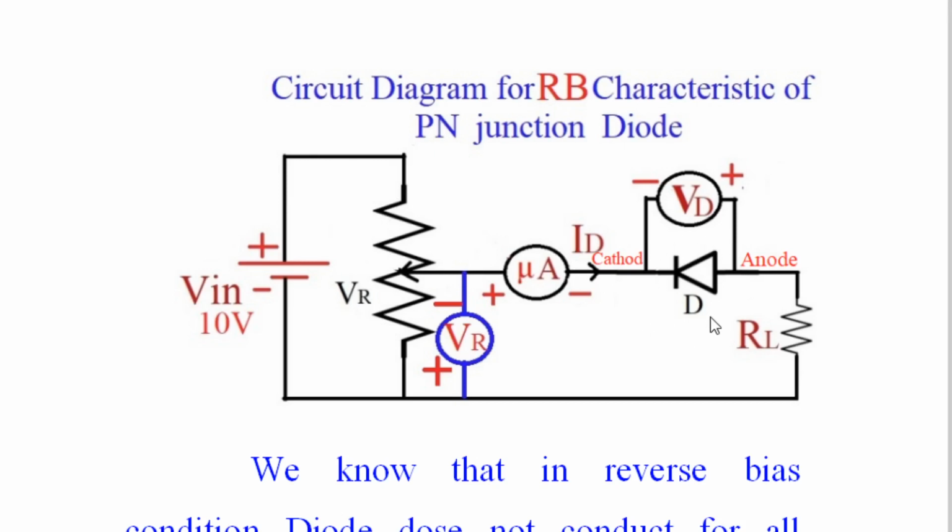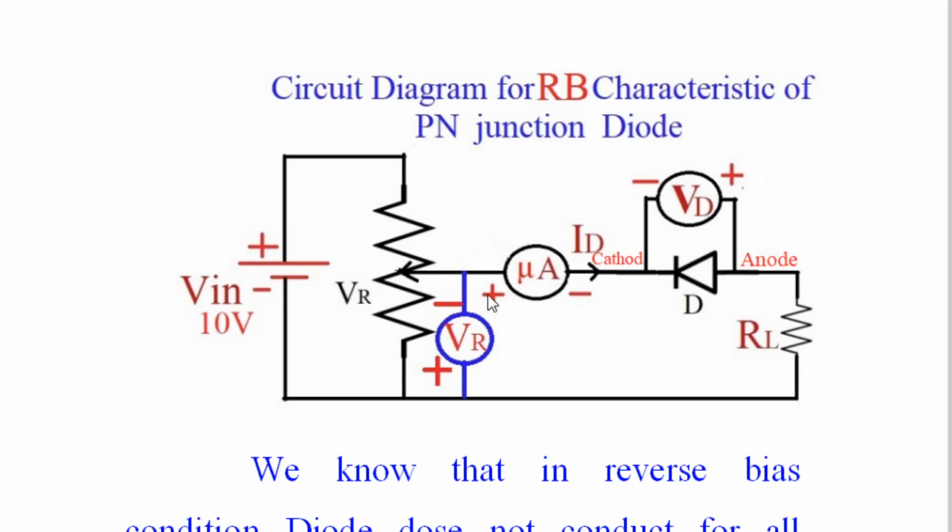So when the PN junction diode is reverse biased, you know that the width of the depletion layer increases and current does not flow in case of an ideal PN junction diode. But in case of a practical PN junction diode, a small amount of current in microampere will flow, and that current is called leakage current. Therefore, this current meter is microampere.